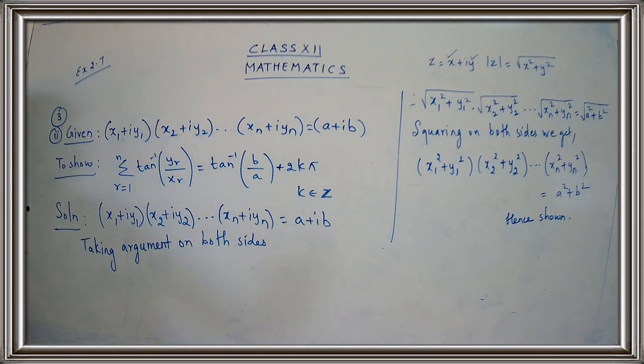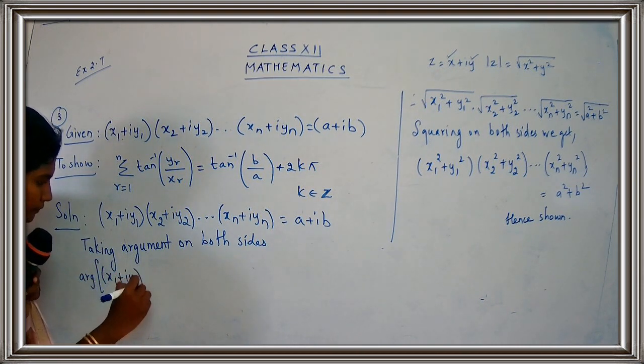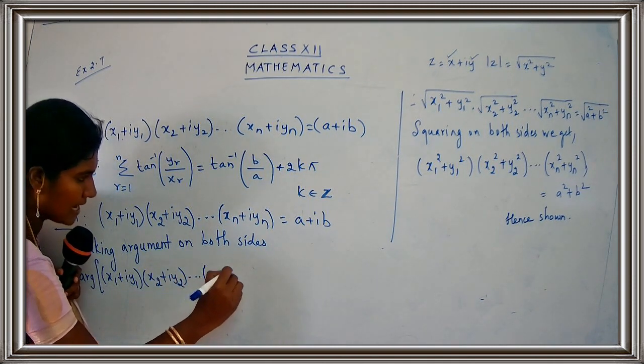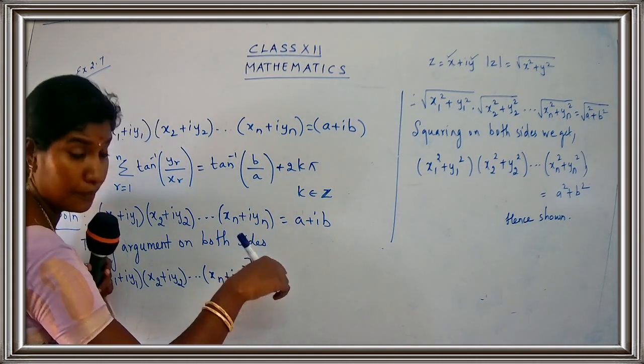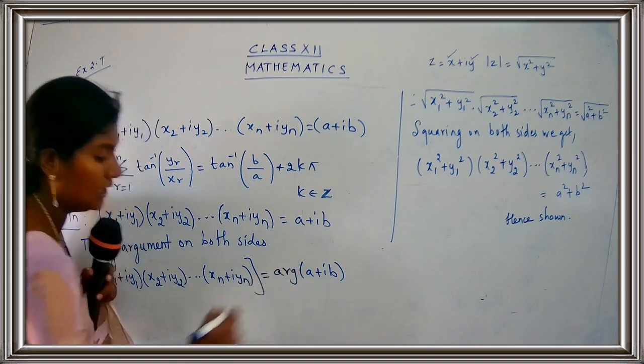Very simple, we are going to follow the same manner we proceeded with for our first subpart, but in that case we proceeded with the modulus sign, and here we are going to proceed with the argument, and also follow the property of argument. So let's start. Argument, and you write down all the terms: x1 plus i y1, x2 plus i y2, dot dot dot, xn plus i yn. So this is the LHS part, and I have given the argument for the LHS. Similarly, you give the RHS also the argument: argument of a plus ib.